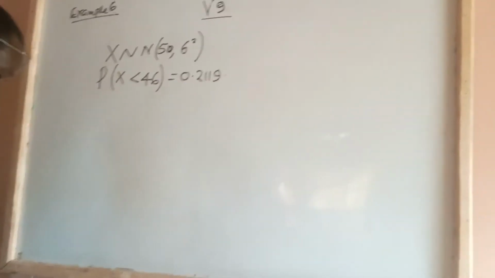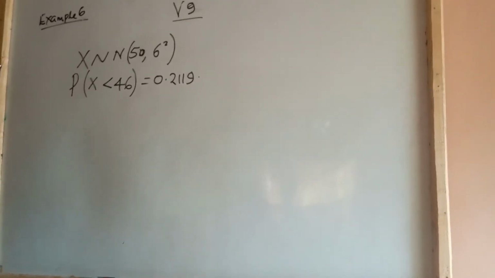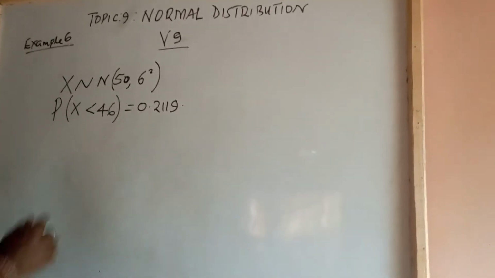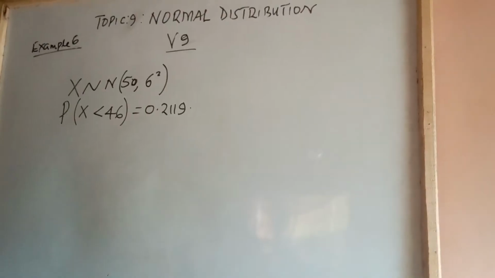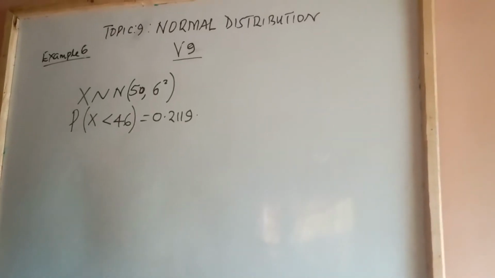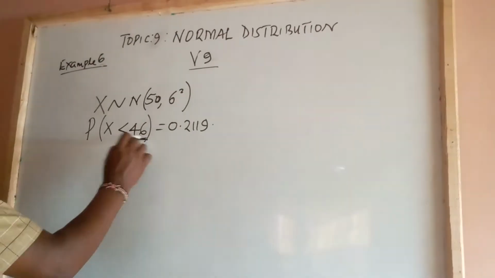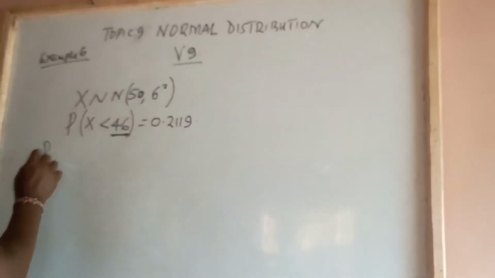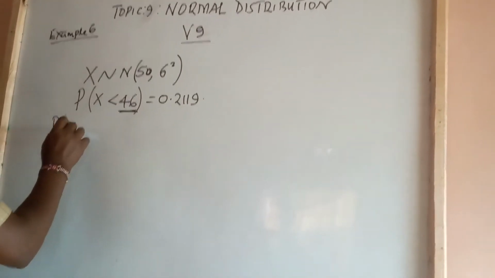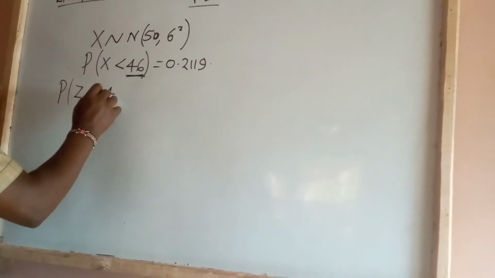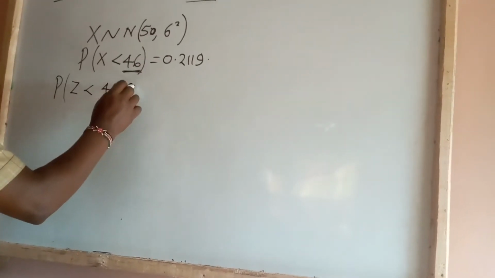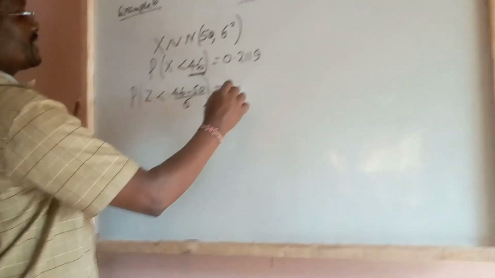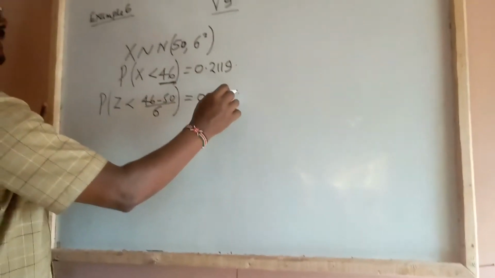0.2119, it follows that what we have now, we want to introduce the z, and our unfamiliar boundary is 46. So if we want to introduce z, we have z less than (46 minus our mean 50) over the standard deviation. This probability is 0.2119.